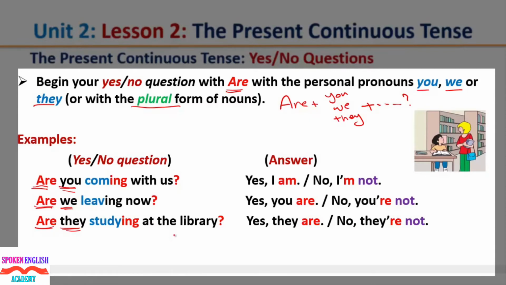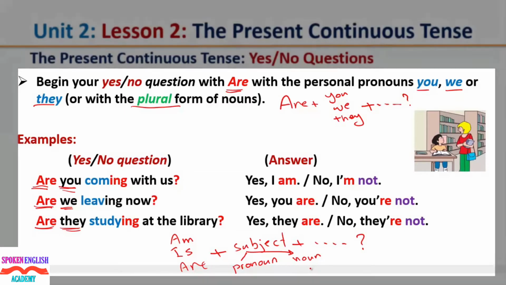So start your question with the verb either am or is or are plus the subject. After that, complete your question. Okay, the subject could be a pronoun, I, you, we, he, she, it, or it could be a noun, like Ali, Ahmad, Huda, students, cars, etc.